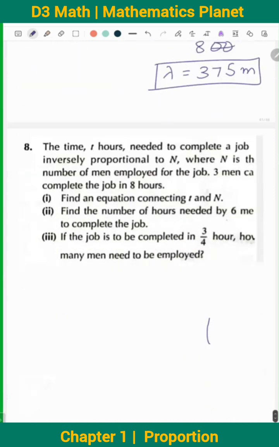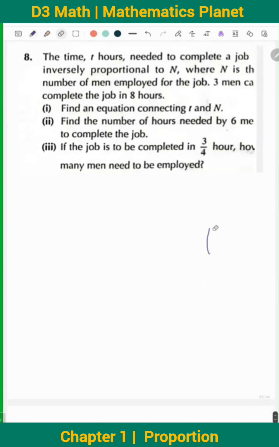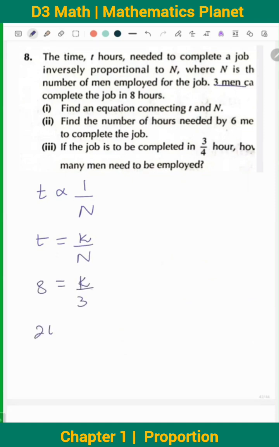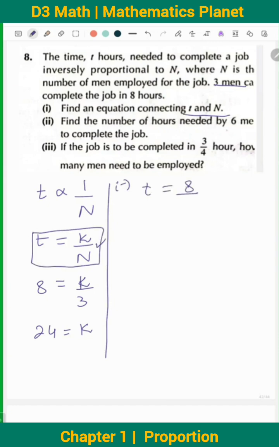Okay. So the time t hours needed to complete a job is inversely proportional to n, where n is the number of men employed for the job. So 3 men can complete the job in 8 hours. So k is equal to 24. Now number 1, find an equation connecting t and n. So this is the equation that connects t and n. So we need to modify that: t is equal to 24 by n.